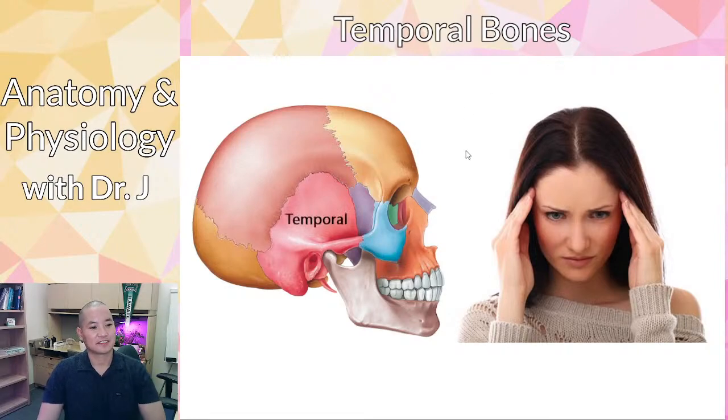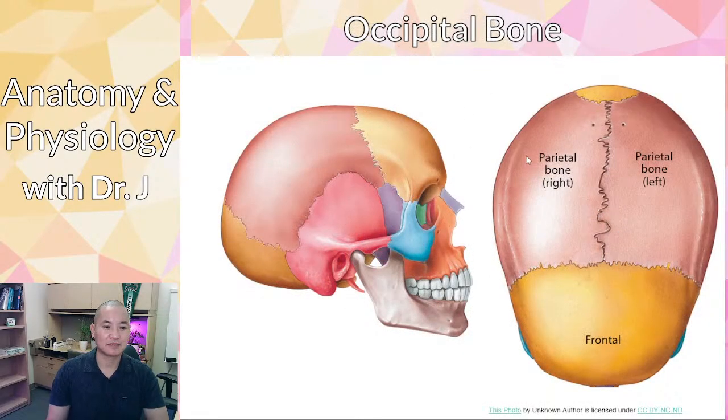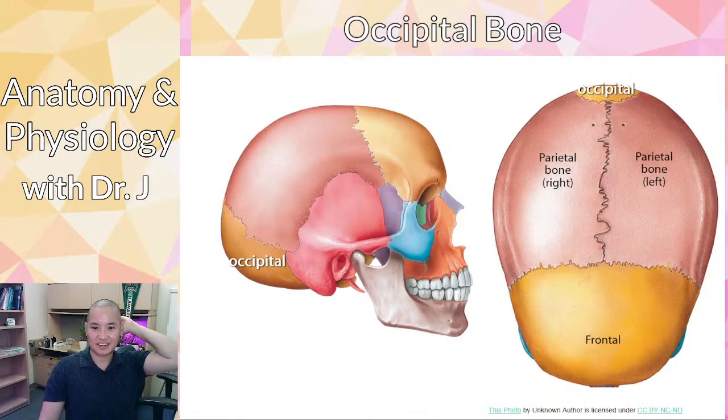Okay, so temporal and then occipital bones. So this is an interesting one, and I think I saw a clever drawing. So here is the occipital bone. This is in the back, and if you have a really prominent external occipital protuberance, you might feel a little bump in the back of your skull, and that's where your occipital bone is.